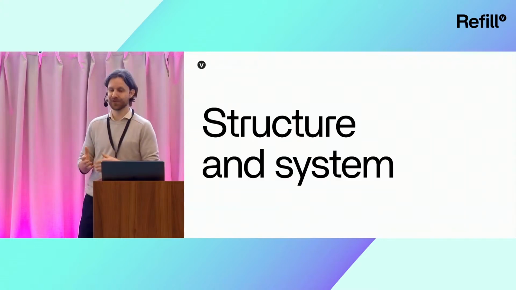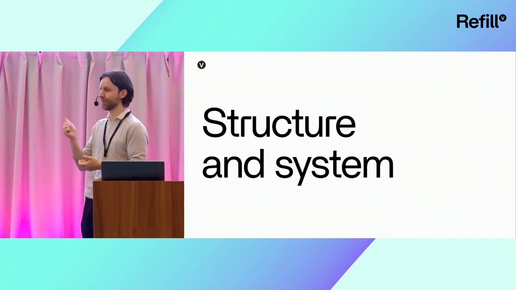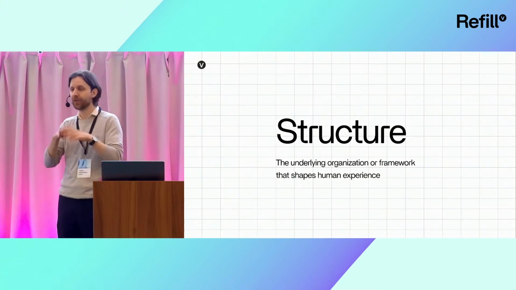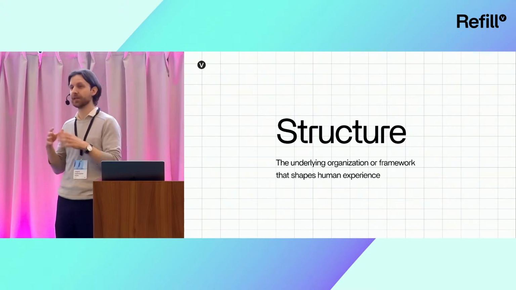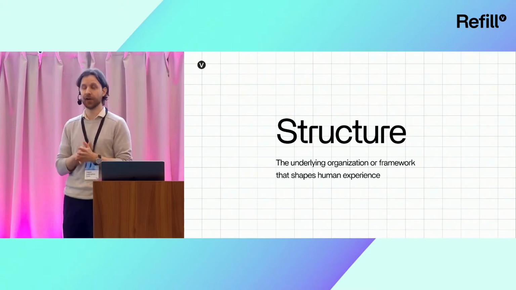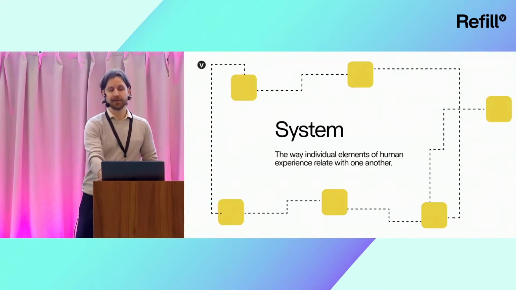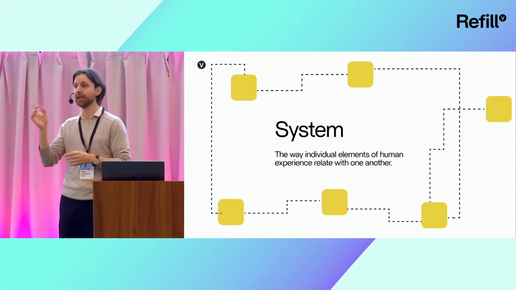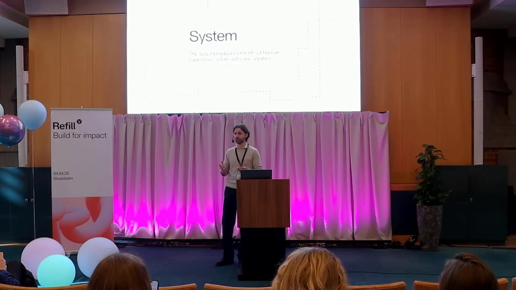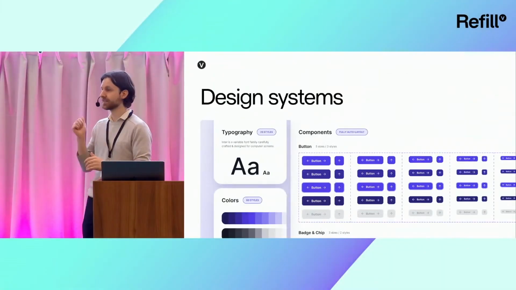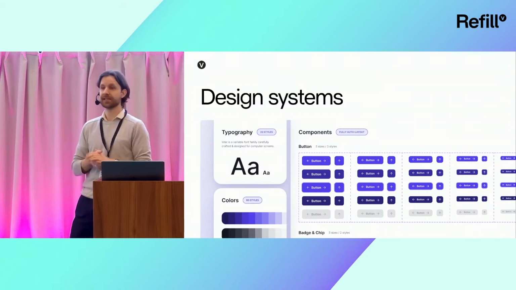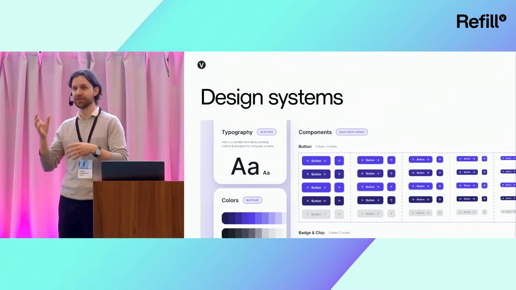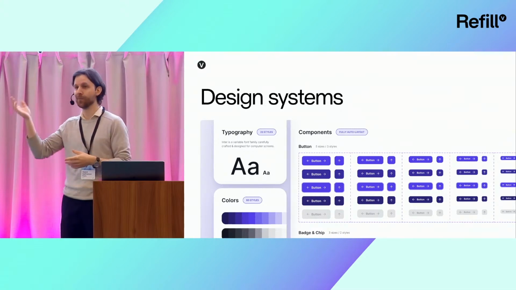And within structuralism, they have two concepts, which funnily enough are called structure and system. The structure part is the underlying organization or framework that shapes our experiences, and this framework is underlying and unconscious to us. And on top of that, we have a system. This is the way individual elements of human experience relate to one another. And in the product world, or in the design world, we might call this design systems. Because in order to be able to create scalable products, we need to have a good structure and we need to have a good system.